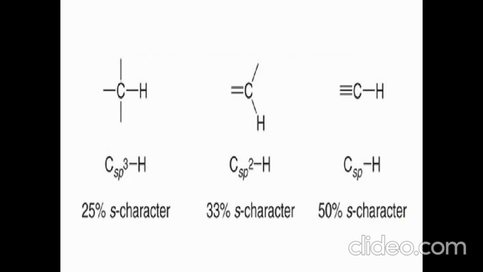So the overall order will be: the highest value will go to the CH stretching vibration which is attached to the sp hybridized carbon, followed by the CH stretching where the carbon is sp2 hybridized, and the lowest value will go to the carbon hydrogen stretching where the carbon is sp3 hybridized.